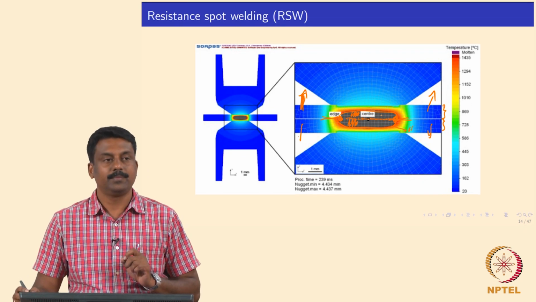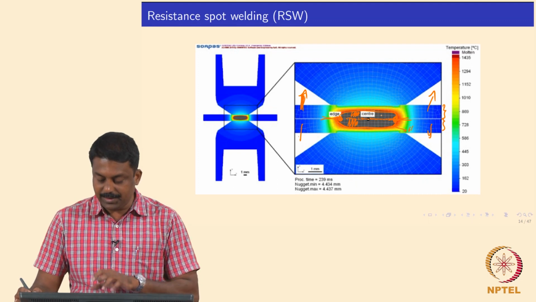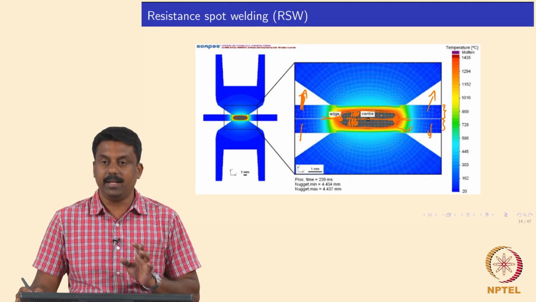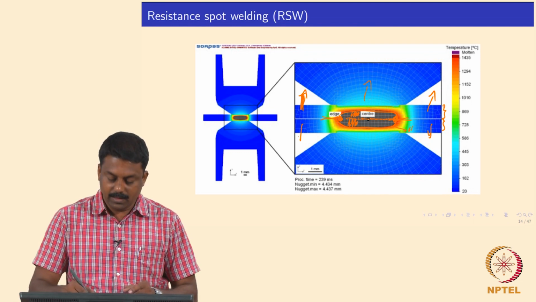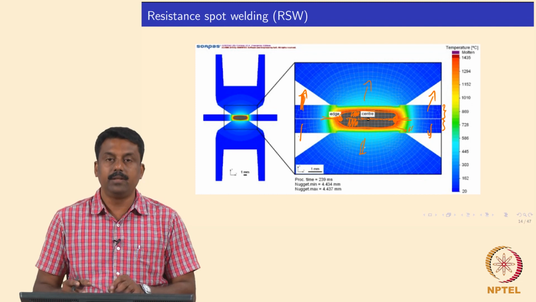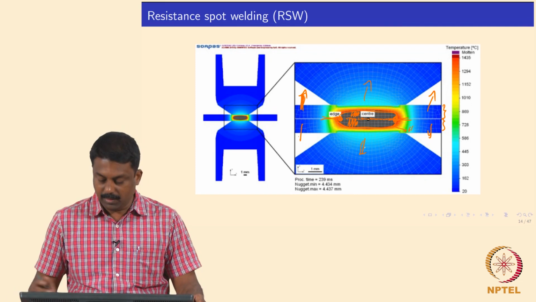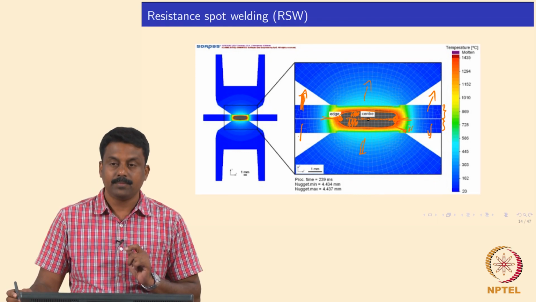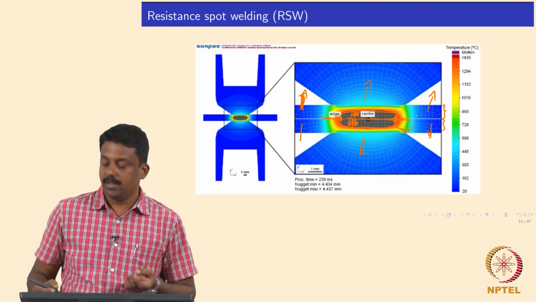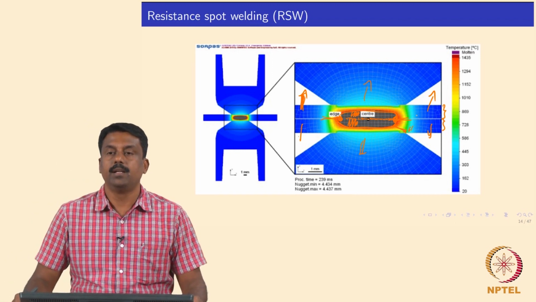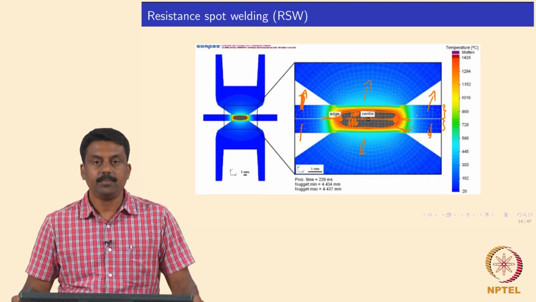Is it clear? So this slide shows the temperature distribution. You always say the temperature gradient is very high, extremely high, because of the effective heat transfer from the weld to the electrode. So you would expect maximum temperature gradient leading to minimization of the heat affected zone. So even if you move 1 mm from the fusion boundary, the material will be at room temperature. Is it clear? Good.